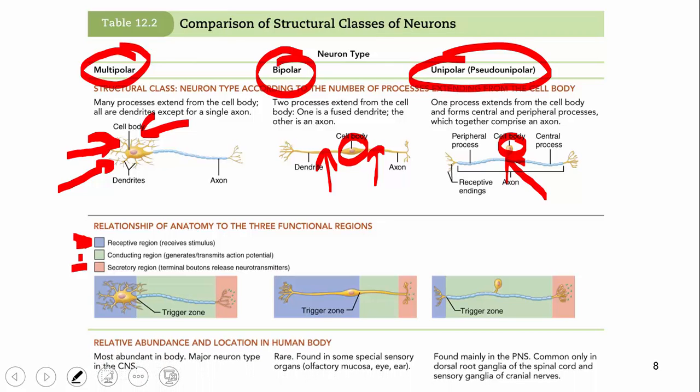And then these axons, these different types, are found in different situations or different areas of the body. By far the most common is the multipolar, and you can see that down here, right? It's the most common by far. You see it throughout the body. The bipolar is very rare, though you do see it in the eyes or the ears, and we're going to see that later on in lab, actually. And then the final one is the unipolar, which is found mainly in the peripheral nervous system, specifically in the sensory ganglia of the cranial nerves.